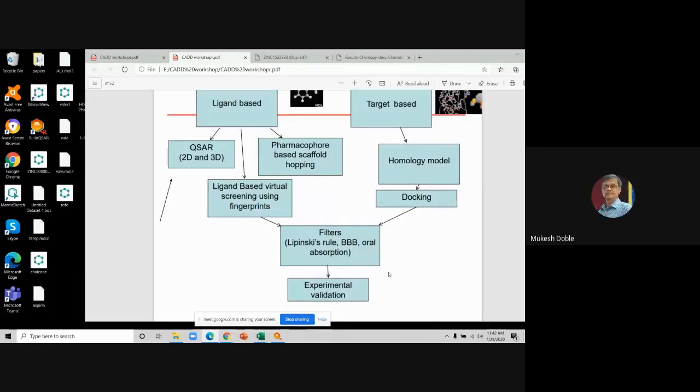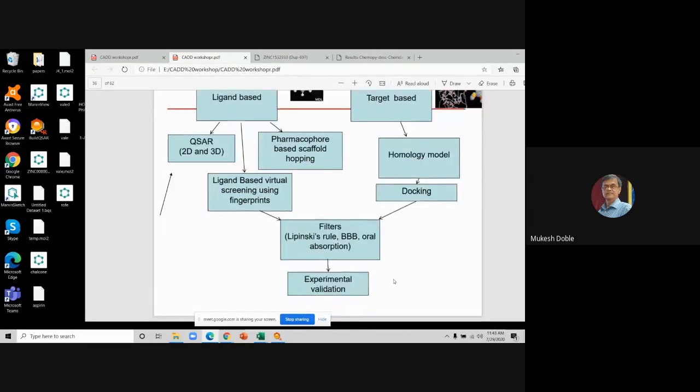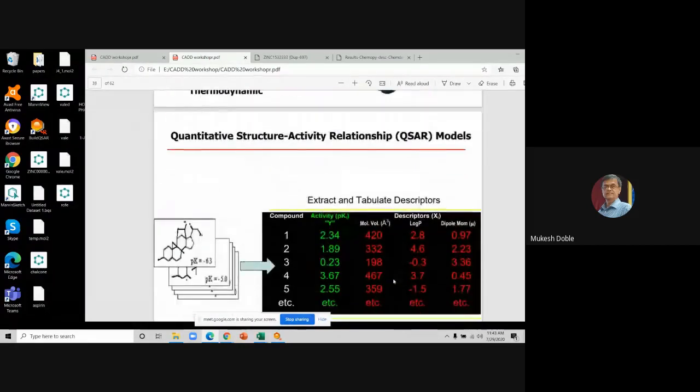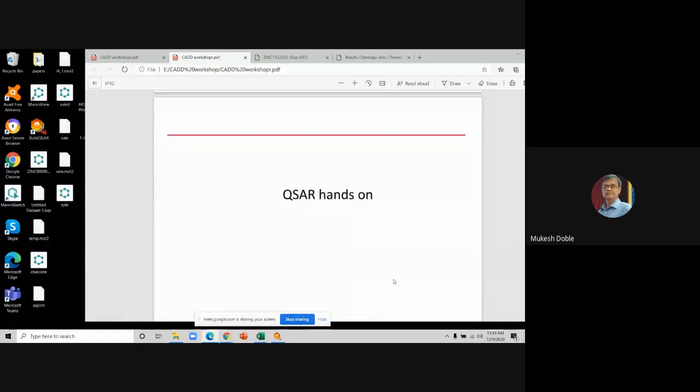So simultaneously, we combine the ligand-based design, which I showed you on the left-hand side, with filters. But these filters we have to use anyway, even when you are doing a target-based design, that is docking-based design. We need to use these filters to finally eliminate candidates which may have poor drug-likeness. There are many rules of thumb which one has to follow when you are using QSAR.